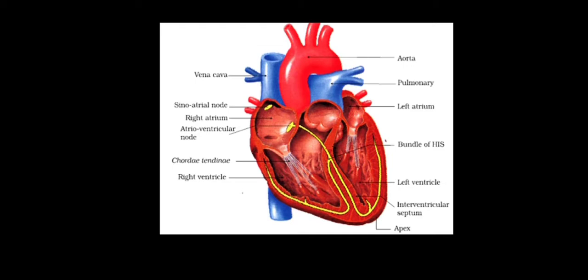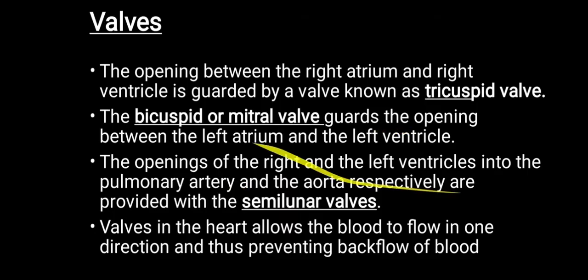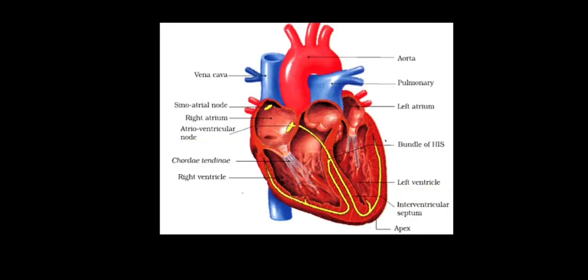And this is the left atrium which opens out into the left ventricle, and this is guarded by a mitral valve, or it is called a bicuspid valve. So this valve which opens between the left atrium and left ventricle is called the bicuspid valve.